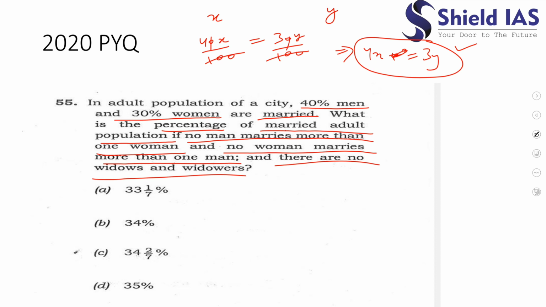Okay, so what is he asking? In the adult population of a city, 40% of men and 30% of women are married. What is the percent of married adult population? So he is asking for the percentage of married adult population.